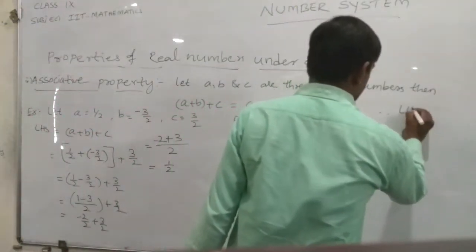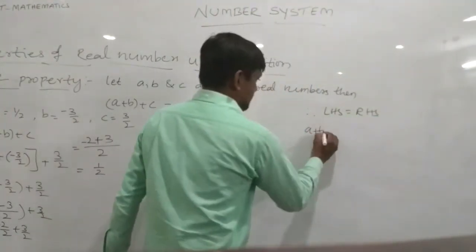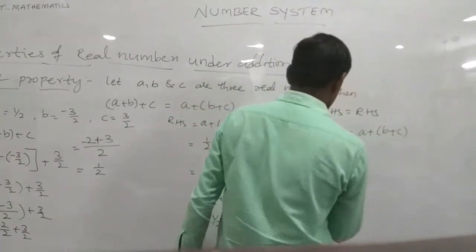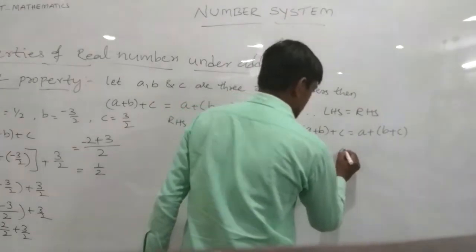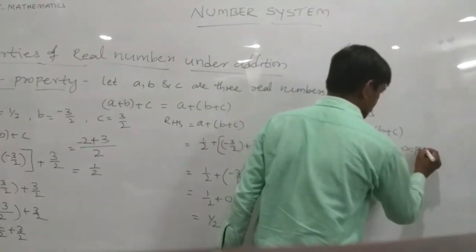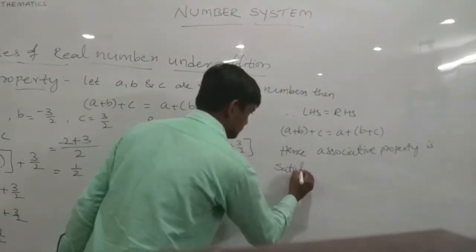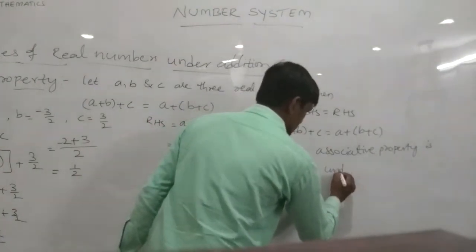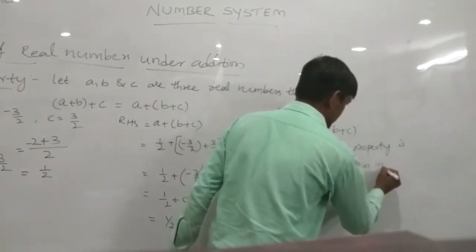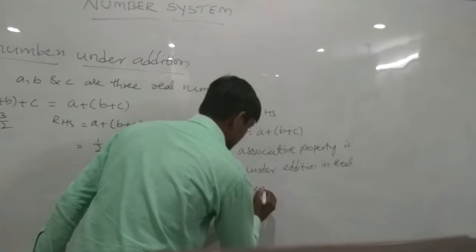So therefore LHS is equal to RHS. That is (a + b) + c is equal to a + (b + c). So hence the associative property is satisfied under addition in real numbers. Children, once again I am going to explain.